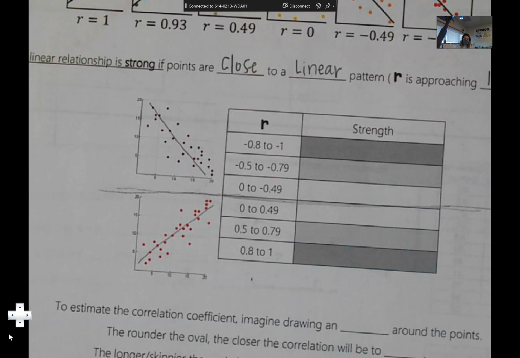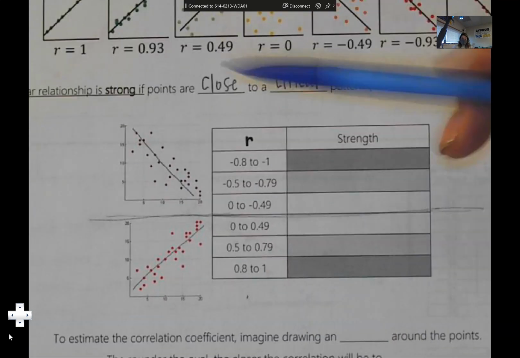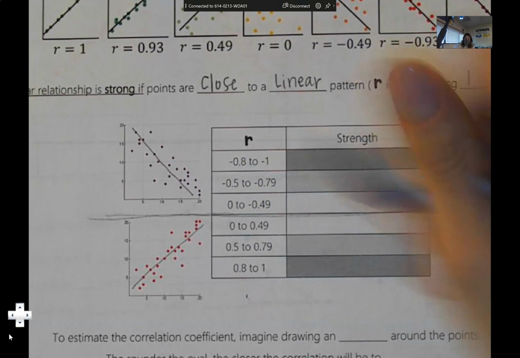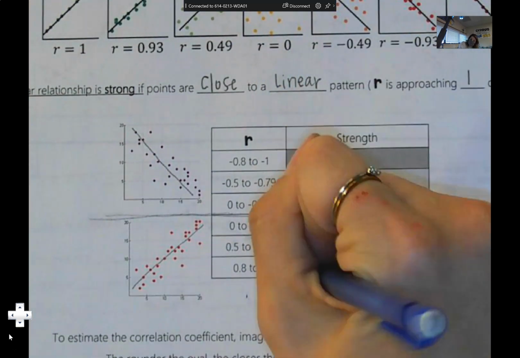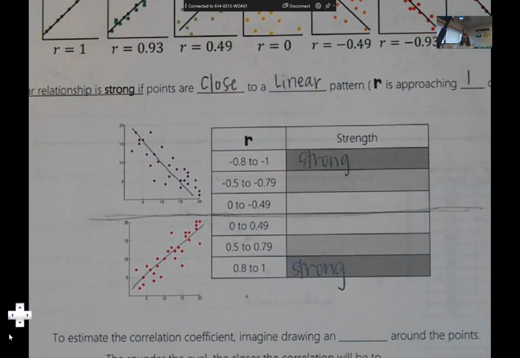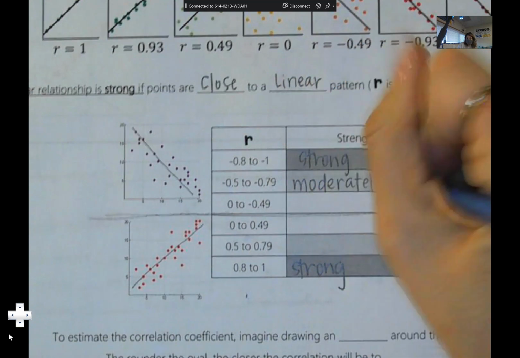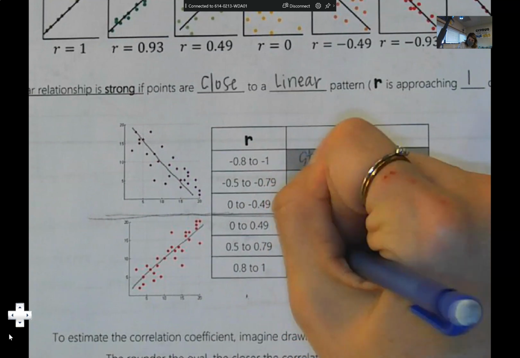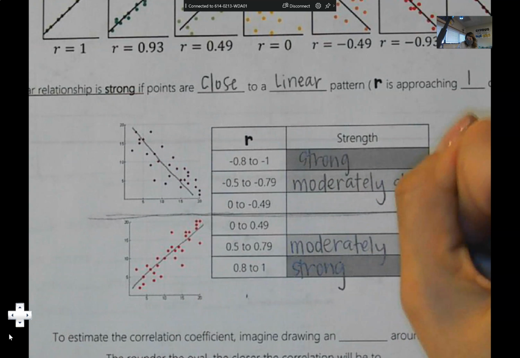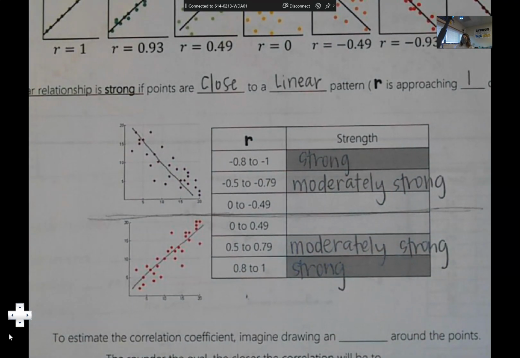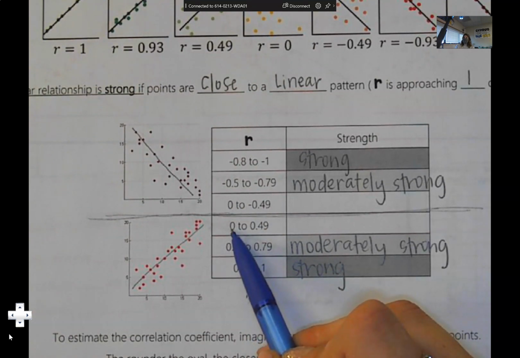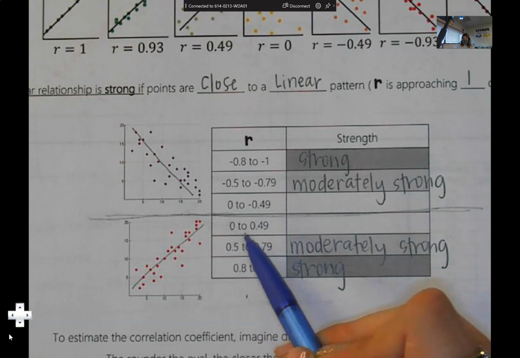This box now gives us the words we can use to describe these. If it's -0.8 to -1, you have a strong relationship, and on the other end it is also strong. The sign doesn't affect your strength, it affects your direction. Then from about half to 0.79, you're in the moderately strong category. And if it were 0, it'd be no association. So really anything about 0.49 or less is going to be weak.